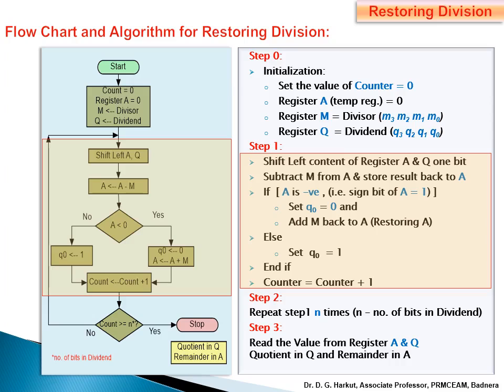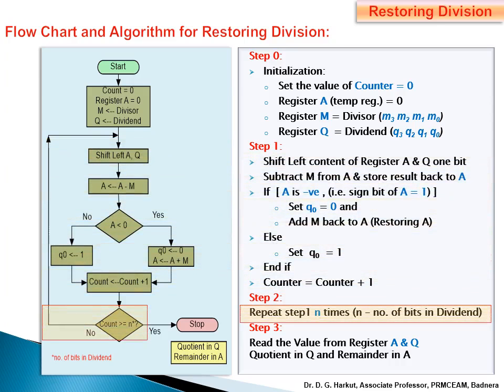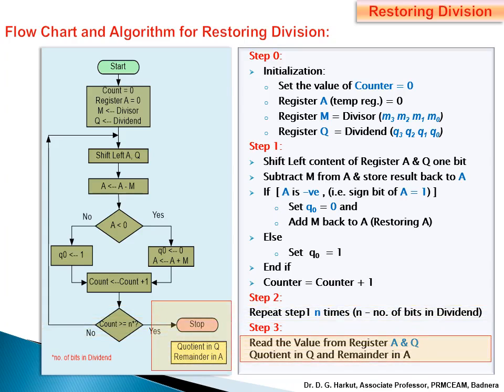Increase the value of counter by 1. Repeat step number 1 n number of times. Here n means the number of bits in dividend. At the end, read the value from register A and Q. Quotient is in register Q and remainder is in register A.